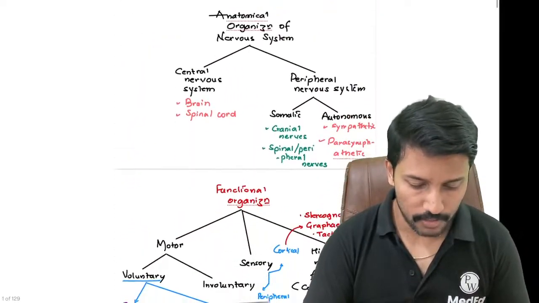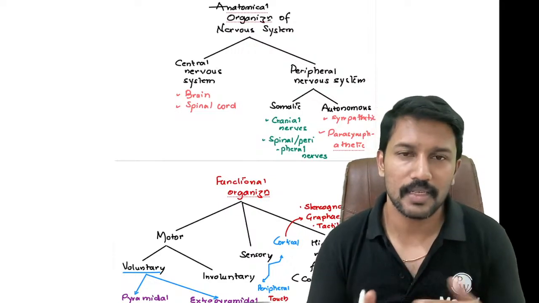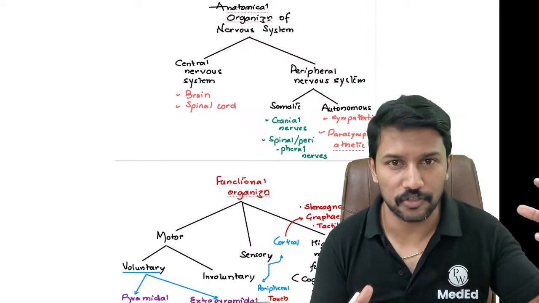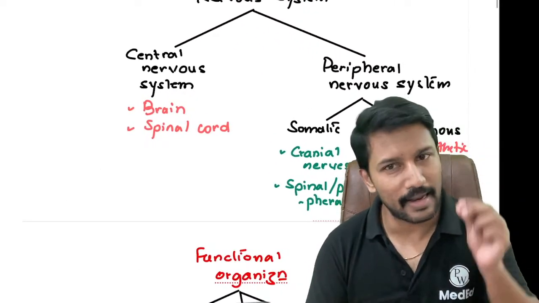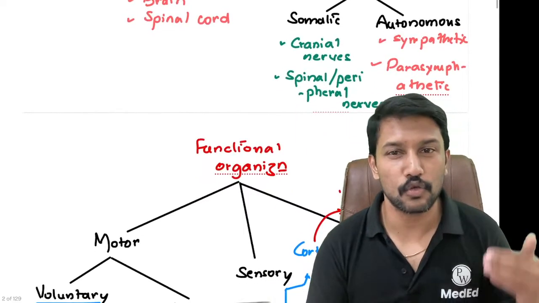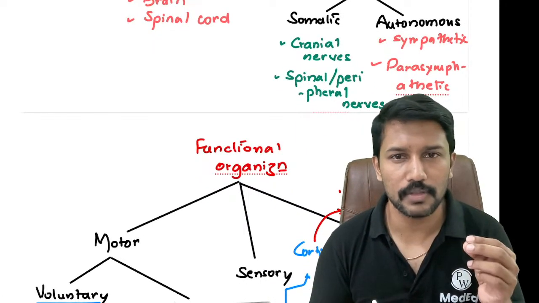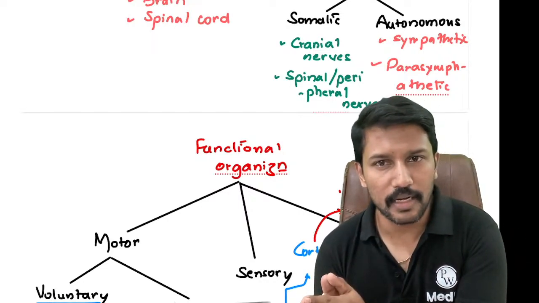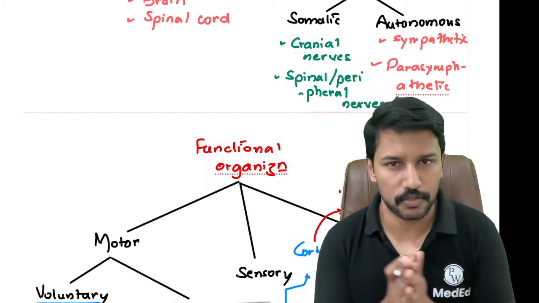When we look at the organization of the nervous system, there are two ways we can discuss it. One is the anatomical organization, which primarily divides the nervous system into central and peripheral nervous system. In the central nervous system, we have the brain and the spinal cord. The peripheral nervous system can be divided as somatic and autonomic. In the somatic, we have the cranial nerves and spinal or peripheral nerves. And in the autonomic side, we have the sympathetic and parasympathetic nervous system. This is the anatomical organization.